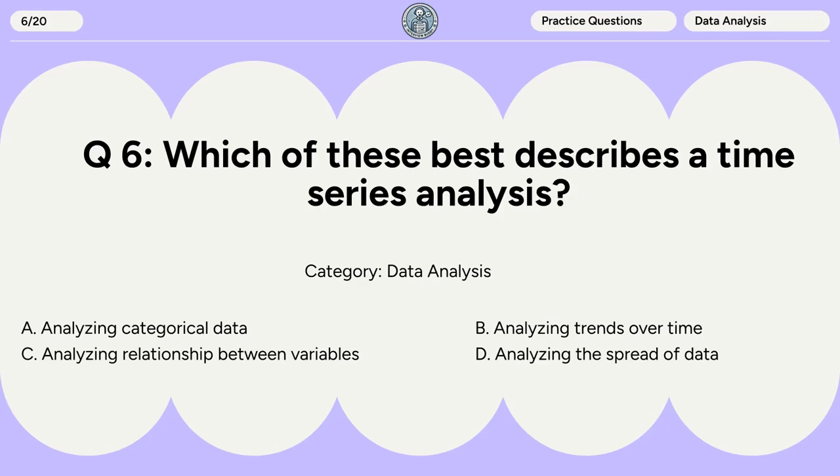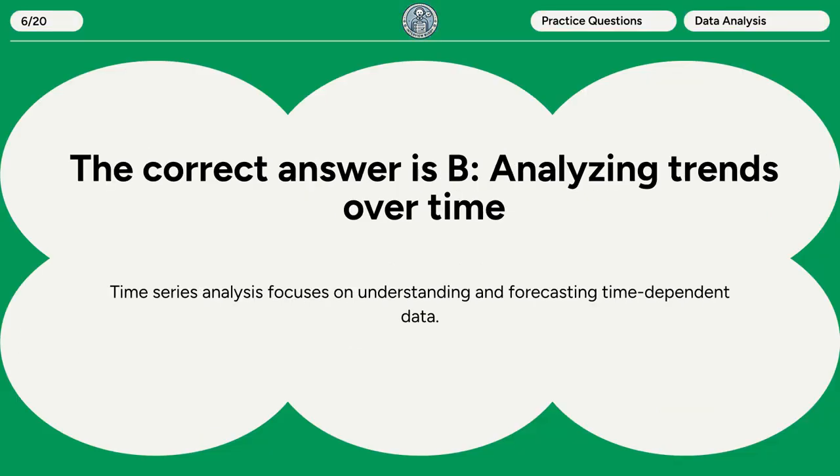Question 6. Which of these best describes a time series analysis? A. Analyzing categorical data. B. Analyzing trends over time. C. Analyzing relationship between variables. D. Analyzing the spread of data. The correct answer is B. Analyzing trends over time. Time series analysis focuses on understanding and forecasting time-dependent data.